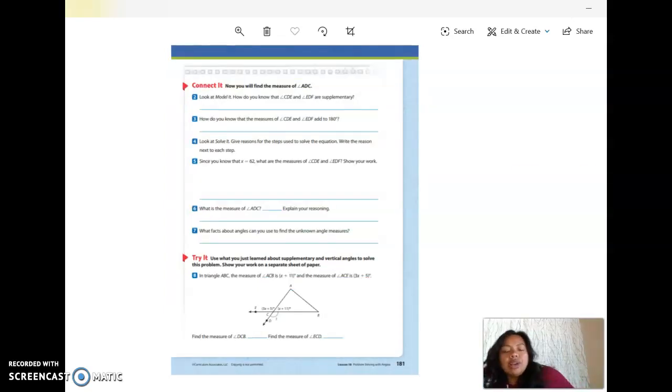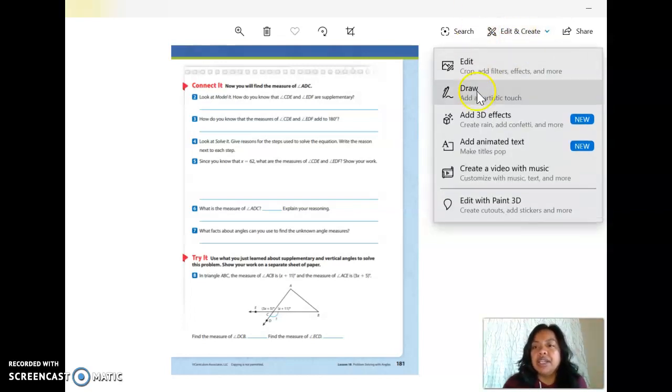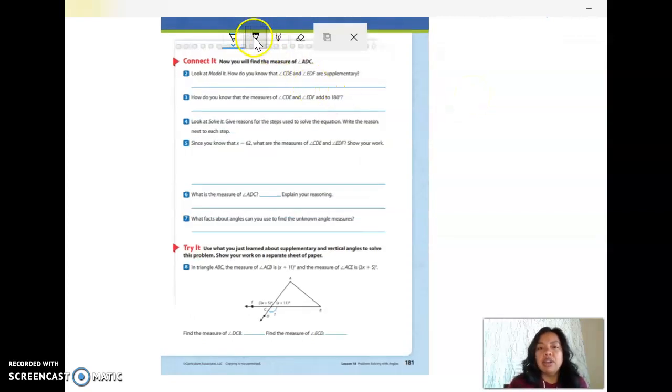It says show your work. And I'm going to try to use the stylus as best as I can, and you guys saw me in the first lesson, I didn't do a really good job, so I'm going to go ahead and try it again. Let's see what we're going to do. Okay, so it says since you know that x equals 62, what are those measures?